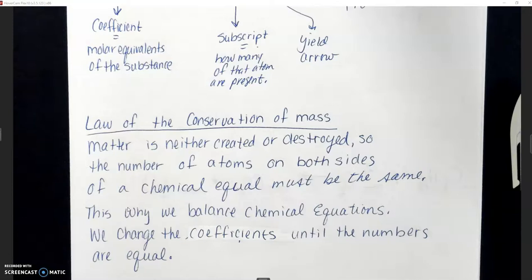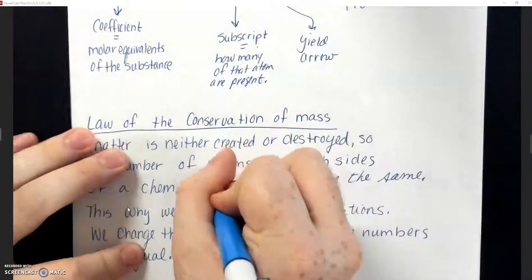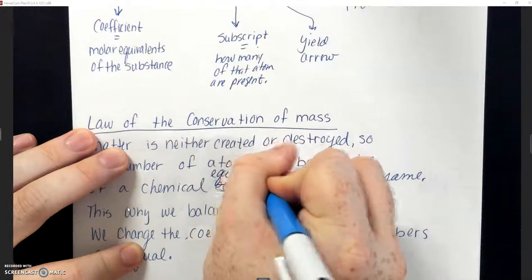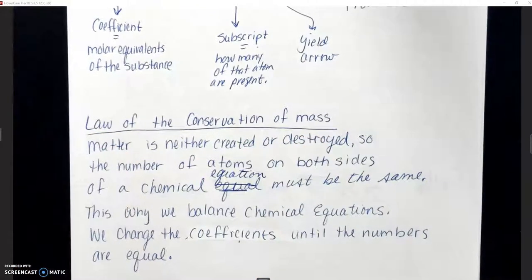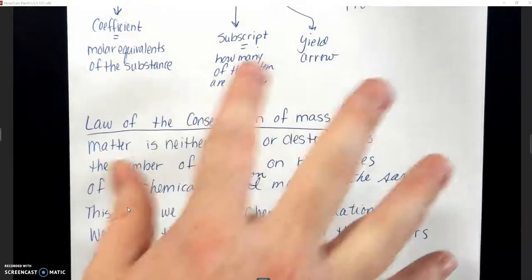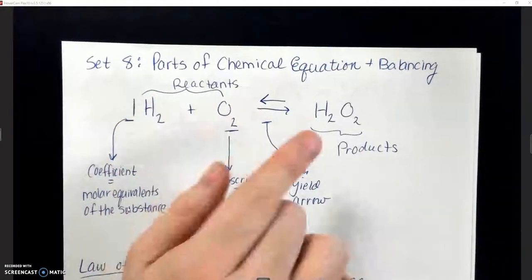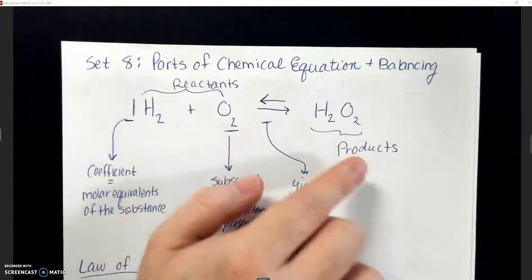Matter is neither created nor destroyed, so the number of atoms on both sides of a chemical equation must be the same. Okay. This is why we balance chemical equations, and we will only change the coefficients to balance it out. We will only change the coefficients out in front. We will never change the subscripts.